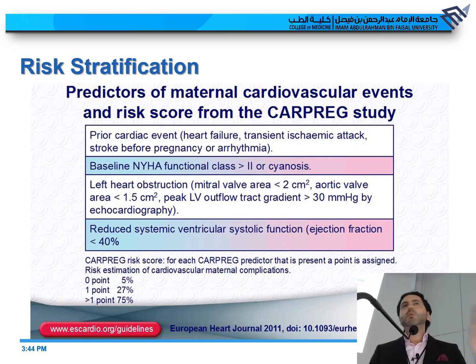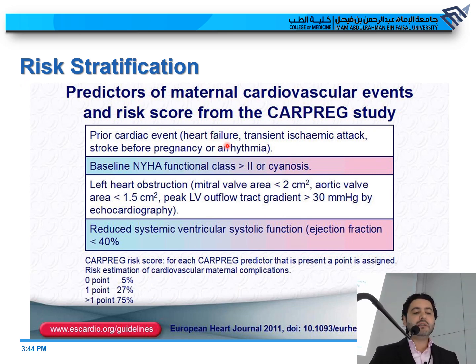Again, in cardiology, we see a pregnant lady who is known to have a cardiovascular problem. First thing we have to do is to risk stratify this pregnant lady. We have a lot of scoring systems. I will mention, just as an example, the CARPREG scoring system. We have 4 items. We give each 1 point. If the lady has 0 points, her risk of cardiovascular complication is 5%, knowing that she has a cardiovascular problem to start with. With 1 point, 27%. More than 1 point, 75%.